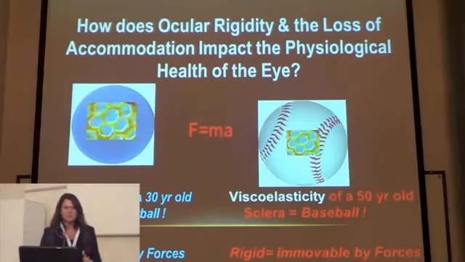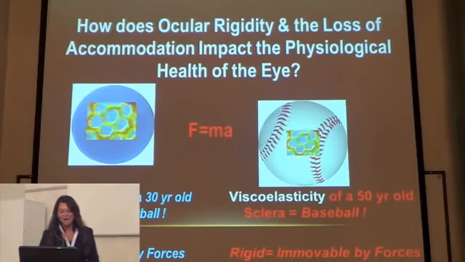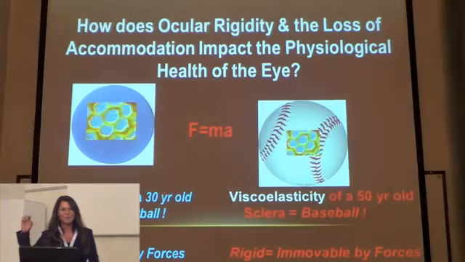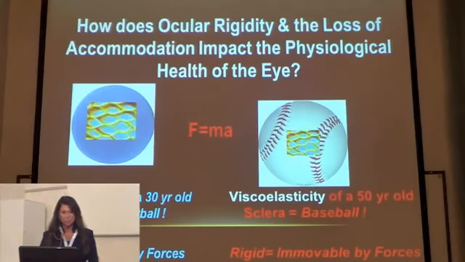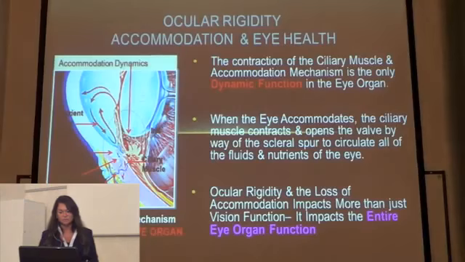Well, to be simple, force equals mass times acceleration. I'm going to go through a little bit of Newton's principles, and John will appreciate that, I think, hopefully. But viscoelastic modulus is the ability of the globe to depress with force and return to shape. It's about like a racquetball. I don't know if Europeans play racquetball, but it's almost like a tennis ball. You can deform it, and it's very pliable and movable by forces, whereas the viscoelasticity of a 50-year-old eye is like a baseball. It's very rigid. A lot of force is lost pressing against that structure.